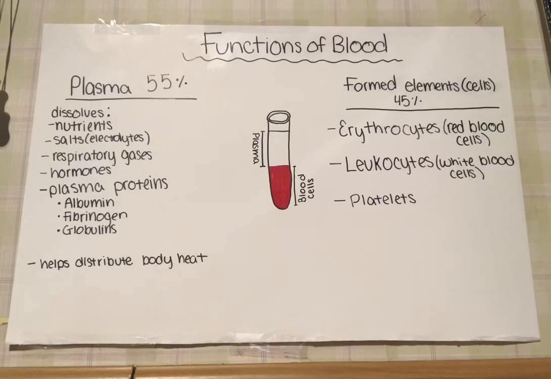So today I'm going to be talking about the functions of blood. The main idea behind blood is that it transports everything that must be carried from one place to another within the body. That includes nutrients, hormones, waste, and body heat.